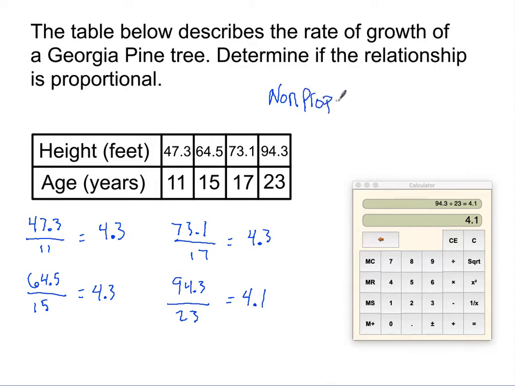So don't try to take shortcuts with this. If you have to show all of the data points are proportional, sometimes it takes doing some math on every step. You can't just do one or two and see. All right, sometimes you have tables of data like this to determine if things are proportional. Other times you have a graph.